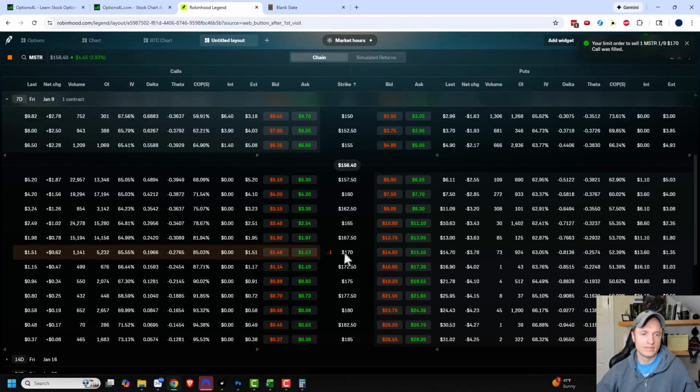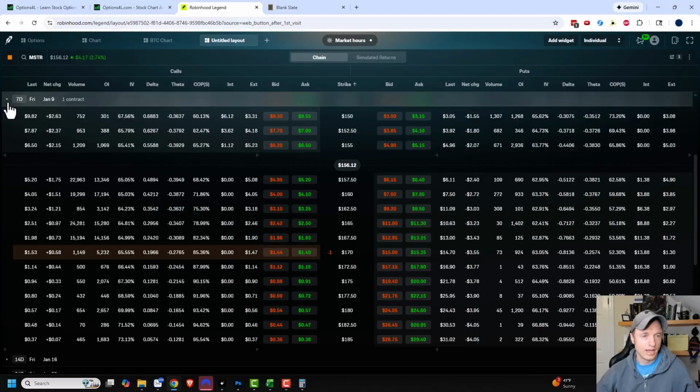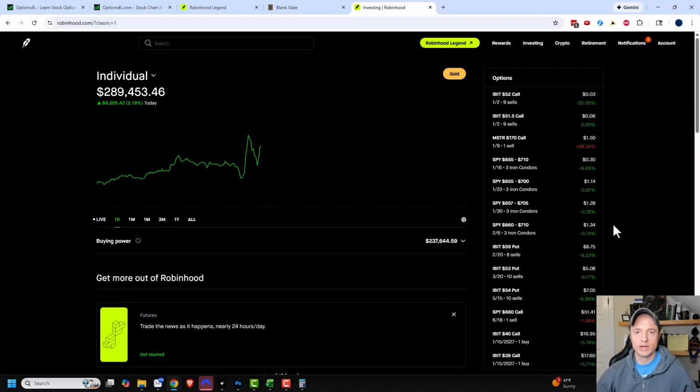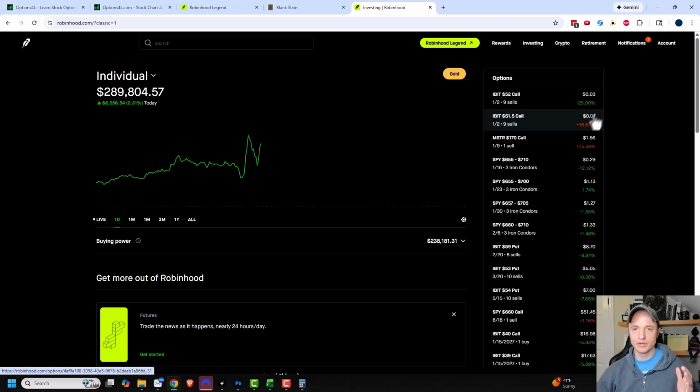So I've now essentially opened a poor man's covered call, and I'm going to go back to regular Robinhood now because sometimes it's easier to look at in regular Robinhood than on Robinhood Legend, and we can check out my positions. I also want to point out that I could have opened both of these trades in one trade, the LEAPS option and the short call option together, but I like doing them separately so I can see them separately.